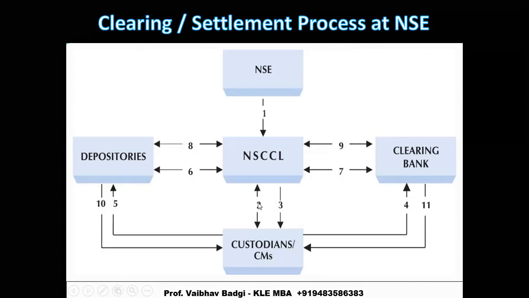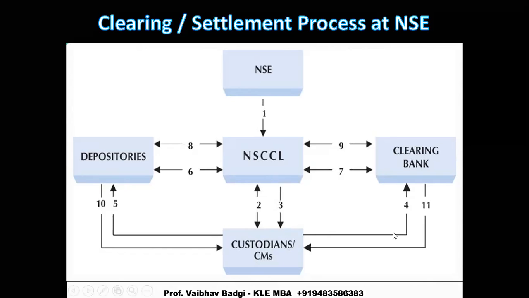So NSCCL will ask for a confirmation whether we have 10,000 shares to be delivered to Vishaka. Custodian says yes, we do have 10,000 shares available, and once the confirmation is given back to NSCCL, NSCCL will further put an order. Point number 3 says please process shares worth 10 lakh rupees to Vishaka.